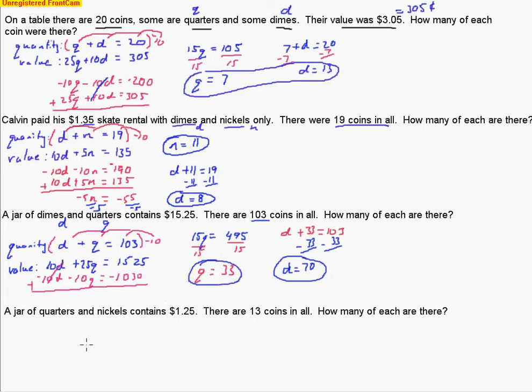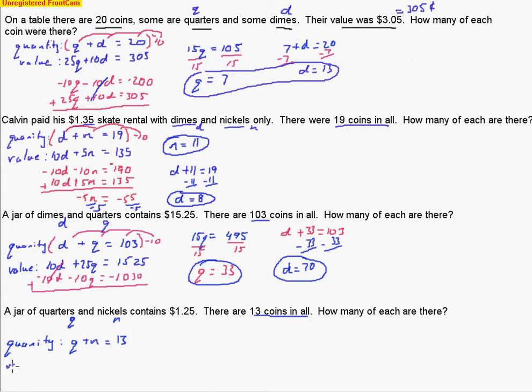Last problem here. A jar of quarters and nickels contains $1.25. There's 13 coins in all. We don't know the number of nickels, so we'll call that N. Don't know the number of quarters, so we'll call that Q. And we'll set up our quantity and value equations. Our first problem is to come up with the quantity equation, Q plus N, the number of quarters plus the number of nickels, equals the total number of coins altogether, 13 coins in all.